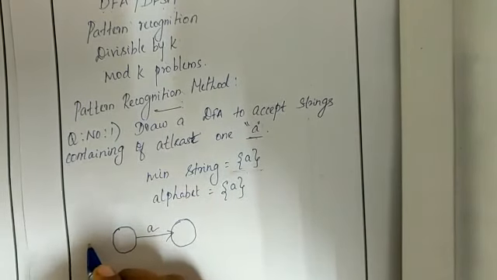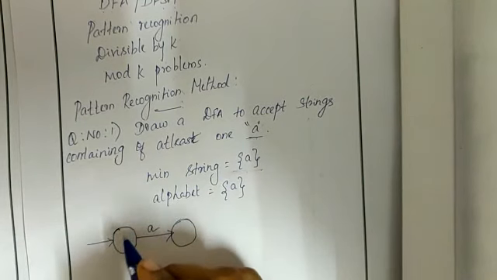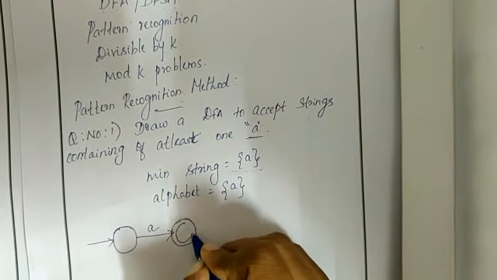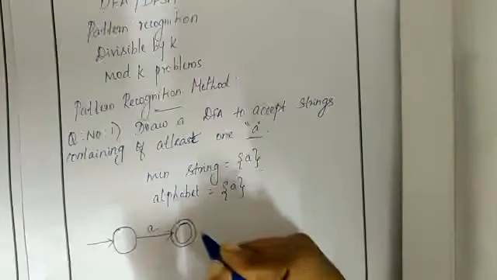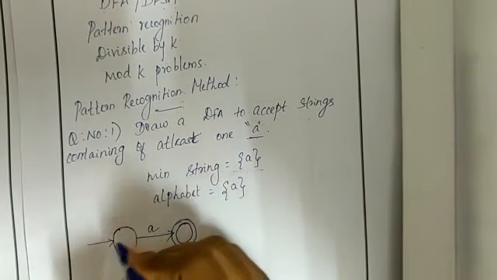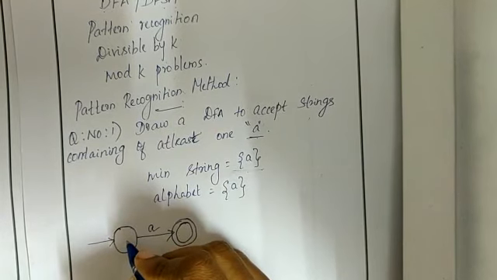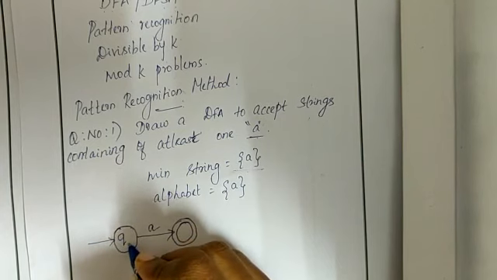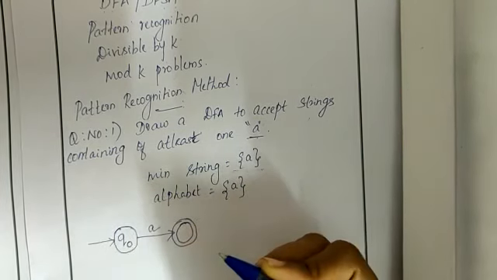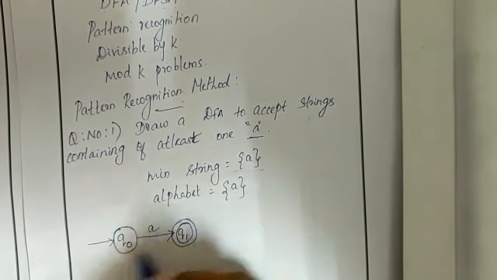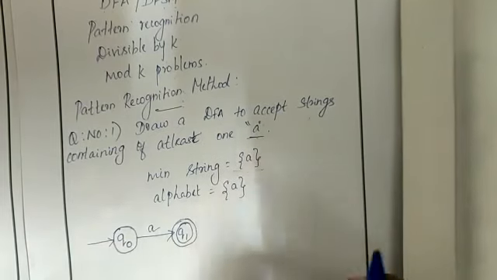Always represent the start state with an input arrow: a state with an input arrow is your start state. The final state is represented with a double circle. Now you have to name these states. While naming these states, you can start from Q0, that is, Q is the name you are giving and the suffix you can give as 0. The next state will be Q1. You will follow this ordering: Q0, Q1, Q2, Q3.